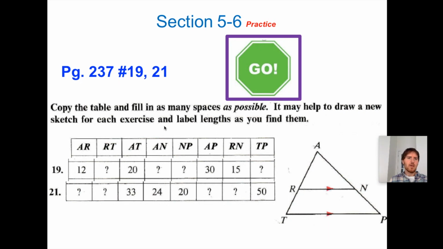All right, so AR equals 12. RT, well, we got AT is 20, so that's the segment addition postulate. This is going to be 18. Okay, check it out here. That's going to be 8. Hopefully you got the rest of these answers here.